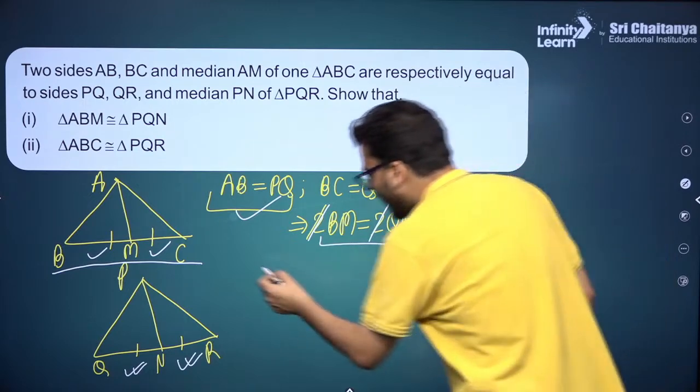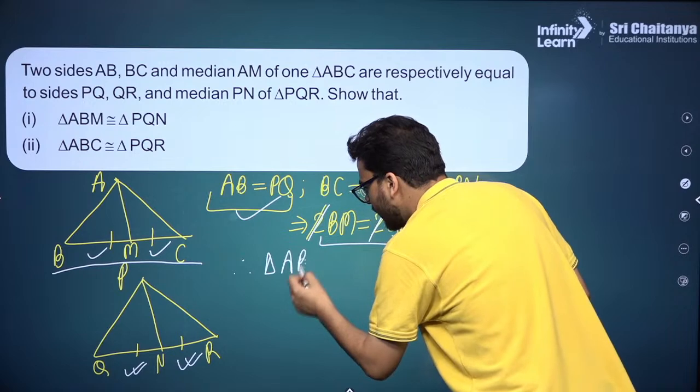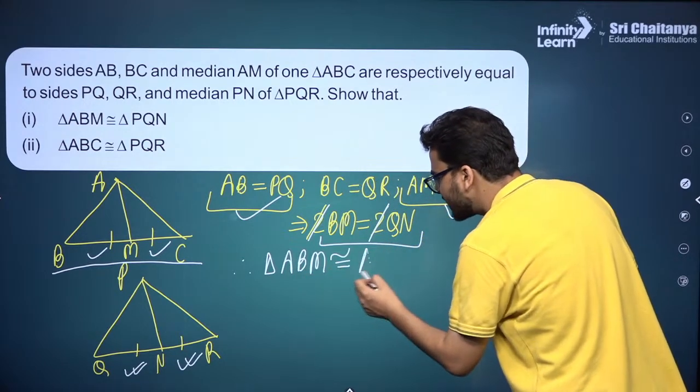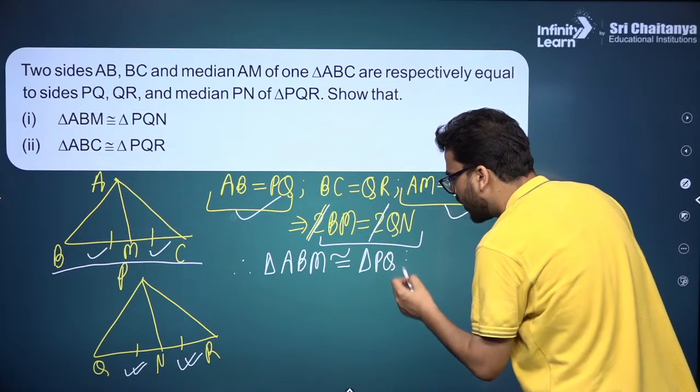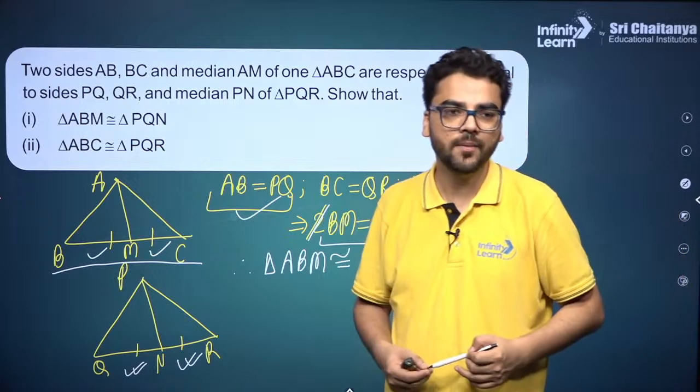So basically, can I not say over here that therefore triangle ABM is congruent to triangle PQN? By which congruency criterion, guys? Tell me. By which congruency criterion are these triangles congruent? Can you let me know that over here?